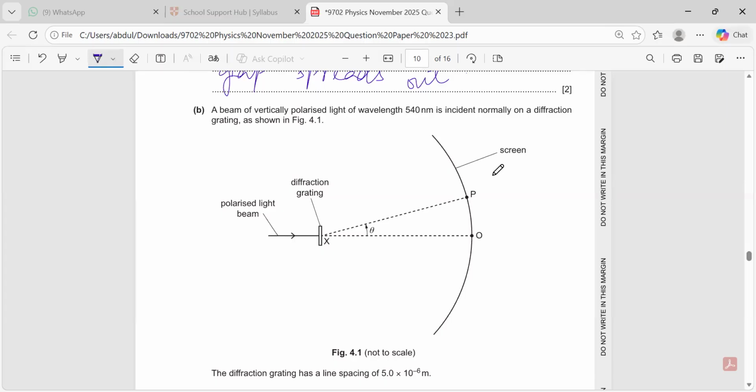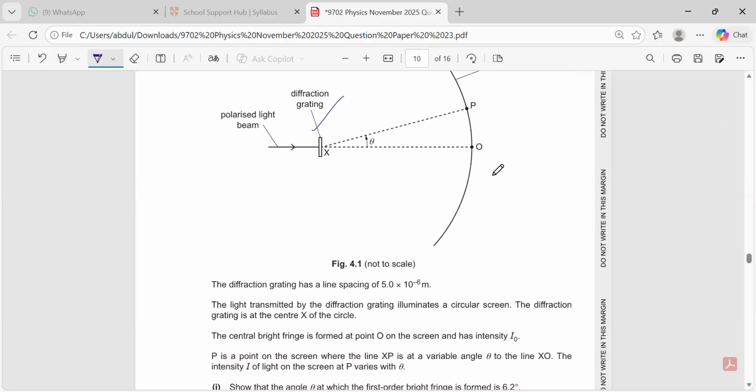A beam of vertically polarized light of wavelength lambda is given, that is 540 nanometers, which means 540 times 10 raised to power minus 9 meters. It is incident normally on a diffraction grating, as shown in the figure. So here is the diffraction grating. The diffraction grating has a line spacing of this. Line spacing means small d, not capital D. Capital D is the distance between the screen and the slit.